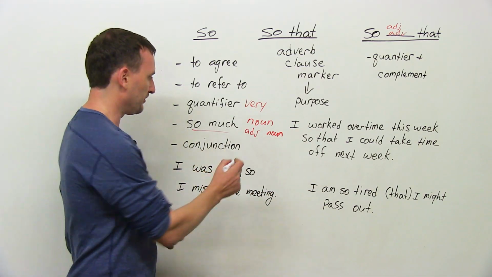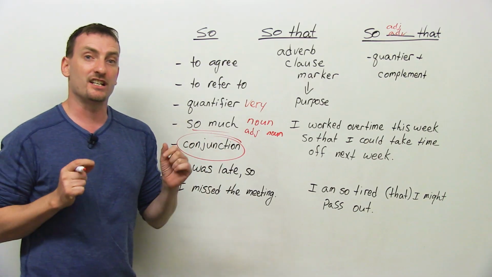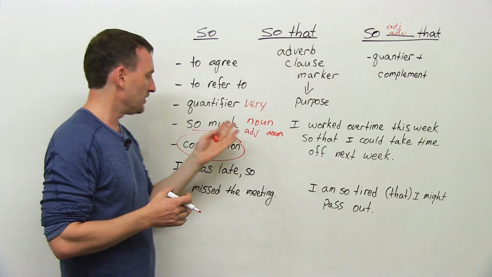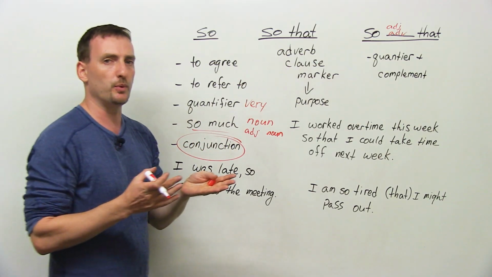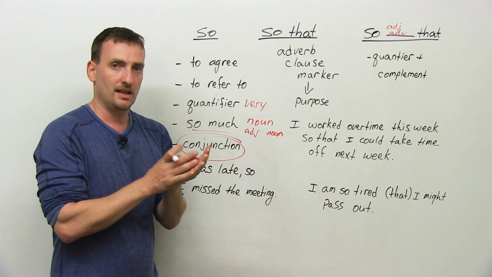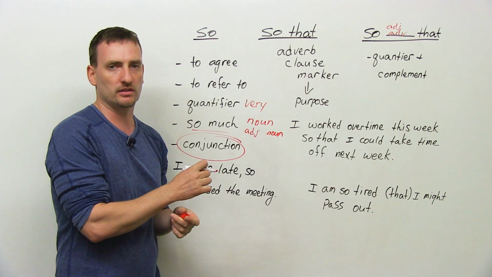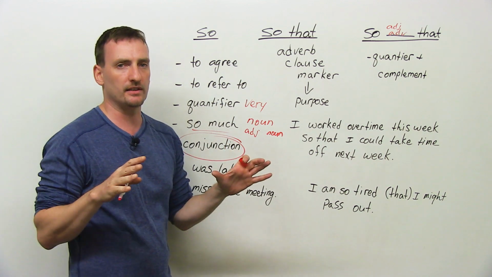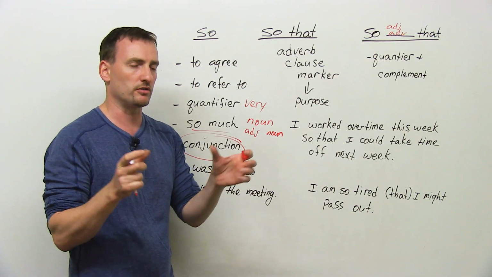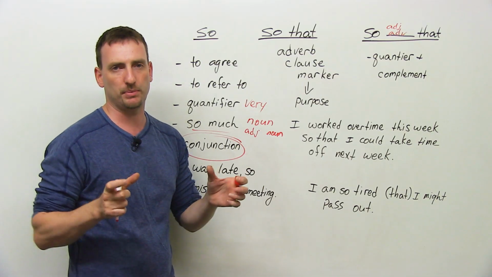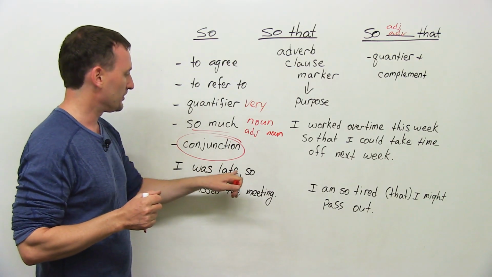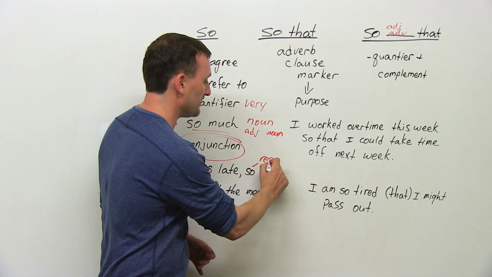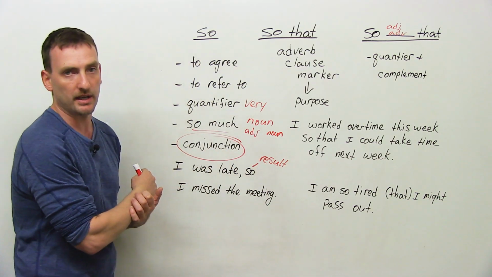Now, this is the one we want to focus on. "So" as a conjunction, because this is what gets confused with these two, okay? So as a conjunction, basically we use it like "because," except "because" is an adverb clause conjunction. We use an adverb clause. "So" is just an independent clause joining two, it's a coordinating conjunction joining two independent clauses. Okay, so I was late, so I missed the meeting. It basically shows you a result of something that came before.